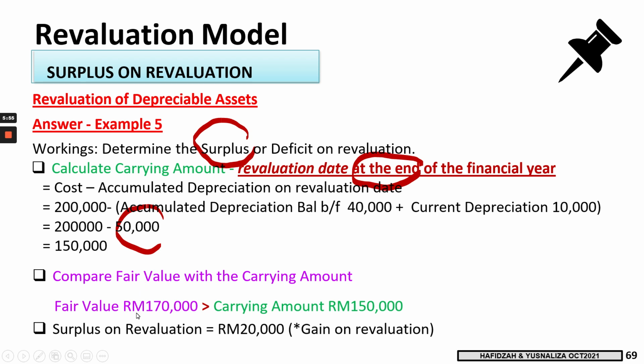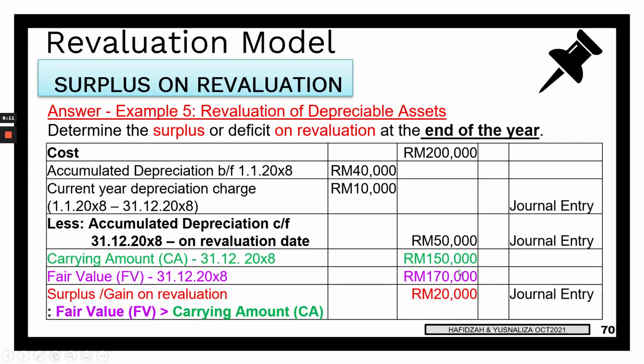And here you could see that fair value is greater than the carrying amount of 150,000, and the fair value is 170,000. Therefore, there is a surplus of 20,000, which is also known as gain on revaluation. What do we do with the gain on revaluation? And in this slide, you can look at the workings that I've provided by way of table. So you can check this.